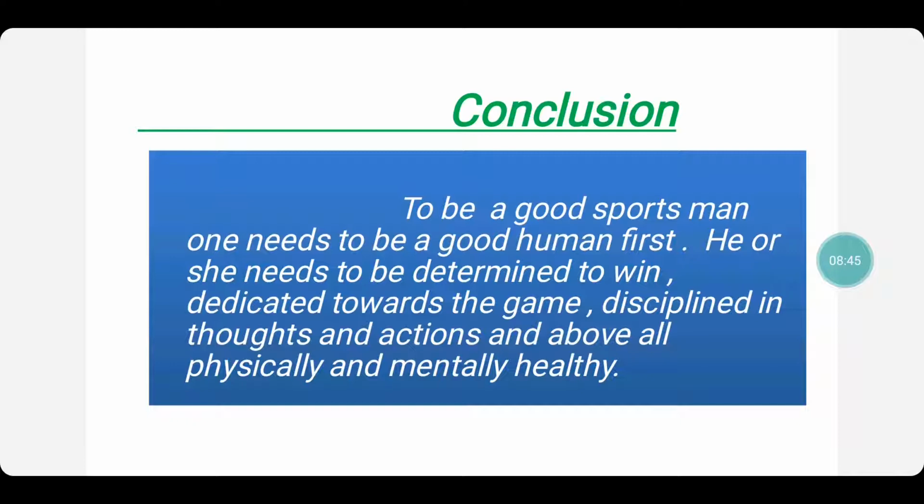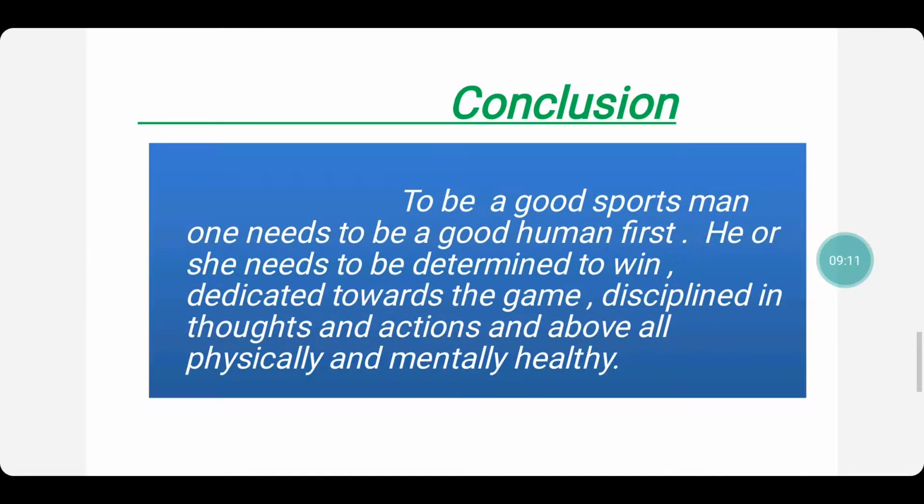To be a good sportsman, one needs to be a good human first. He or she needs to be determined to win, dedicated towards the game, disciplined in thoughts and actions, and above all, physically and mentally healthy. So we have completely synopsized whatever is there in the poem. Hope you all understood how to make a choreography.